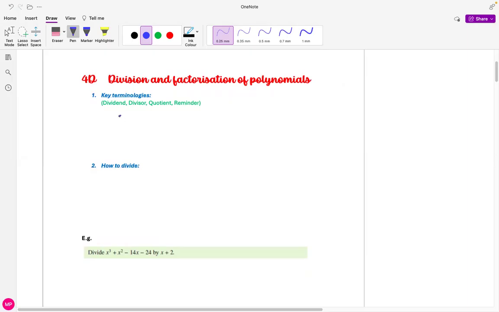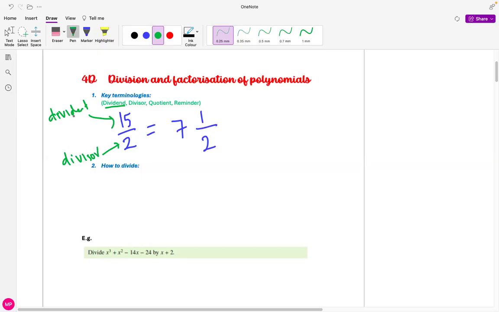So if I said to you, what's 15 divided by 2? Then you know 15 goes into 2 seven times, right? With a remainder of 1 over 2. So you can see here 15 is the top number, which we call the dividend. 2 is the number being divided by, which we call the divisor. So dividend on the top, divisor on the bottom.